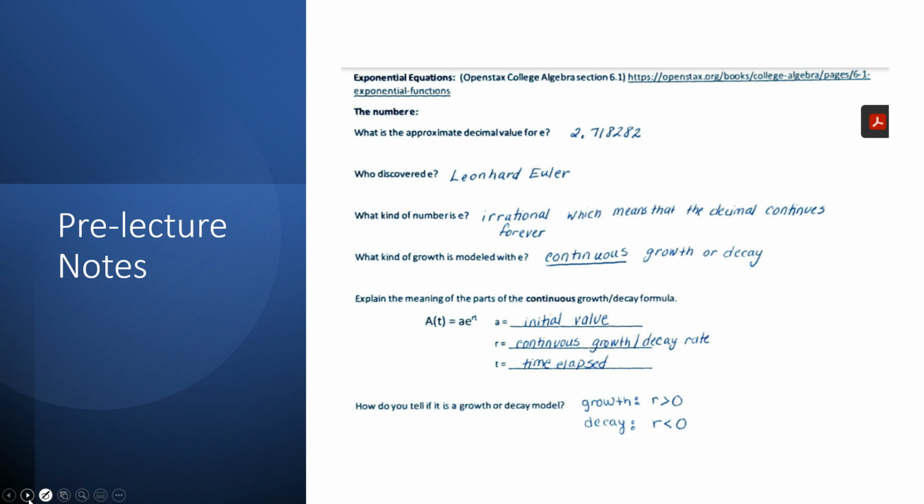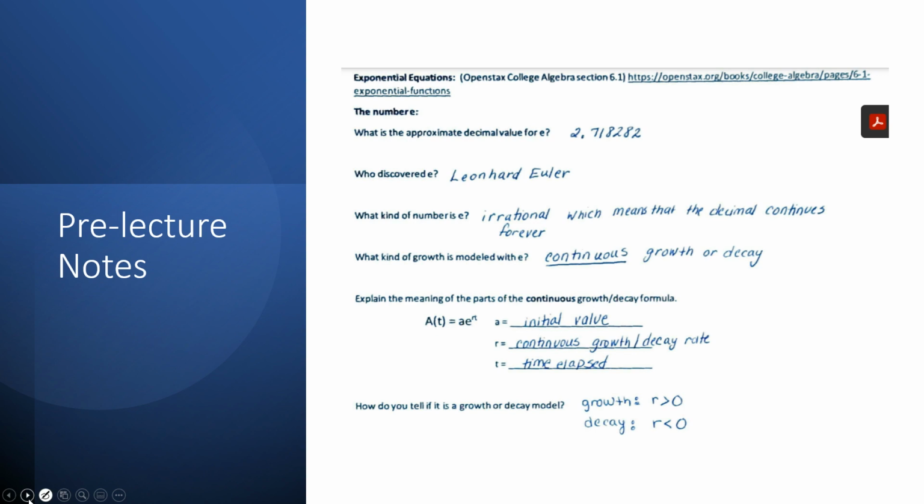E was discovered by Leonard Euler, and many people accused him of naming it E after himself. He claimed that wasn't the case, but you decide what you want. He claimed that A, B, and C were used in the Pythagorean theorem, D was distance, and E was the next available letter.